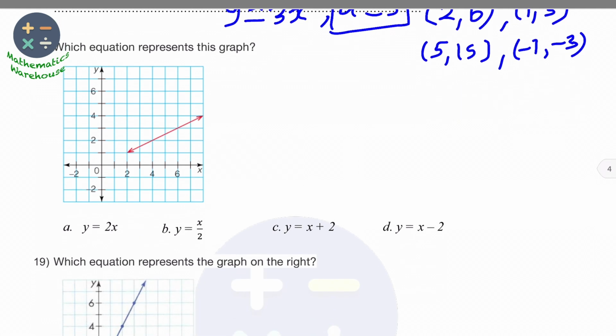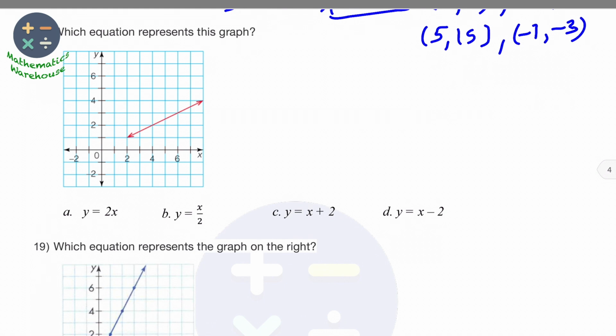Next question. Which equation represents this graph? Look at this graph. This point is (4, 2), and this point is (6, 3). So the relation here is that y is half of x. So y equals x divided by 2.